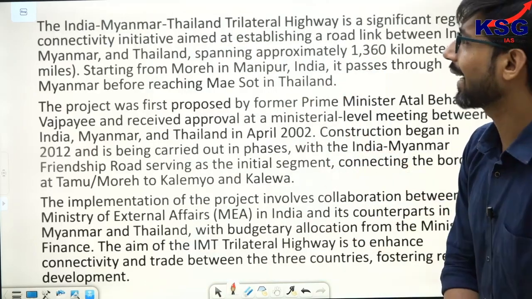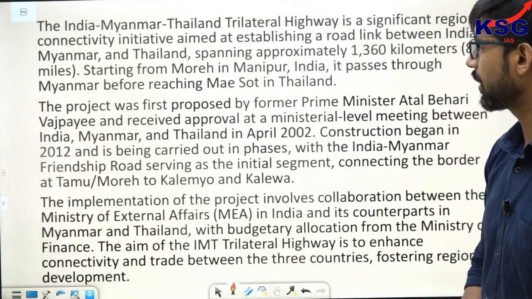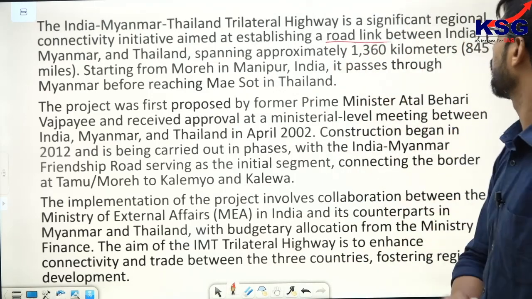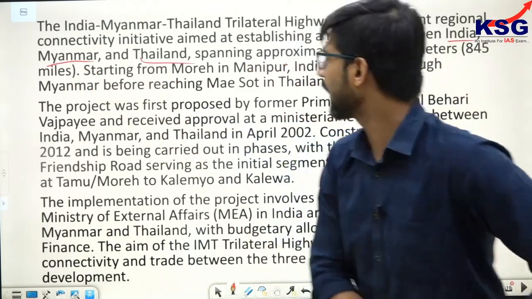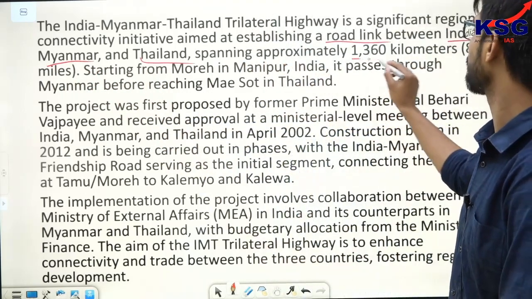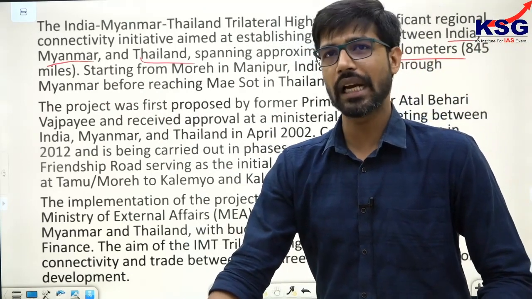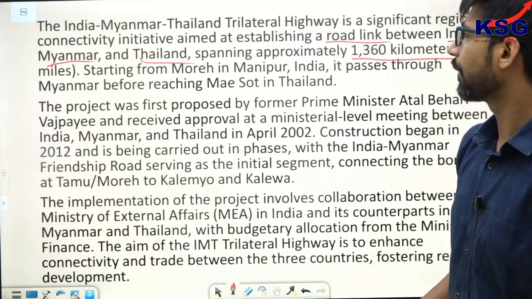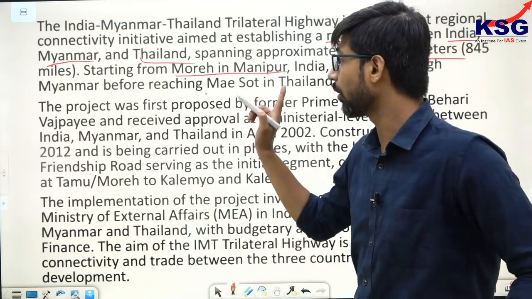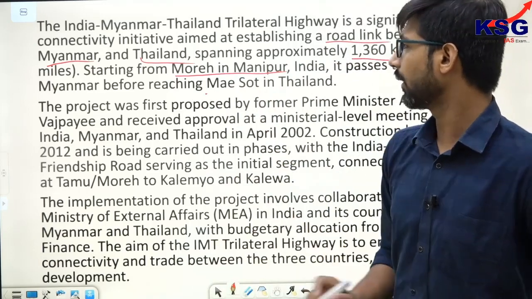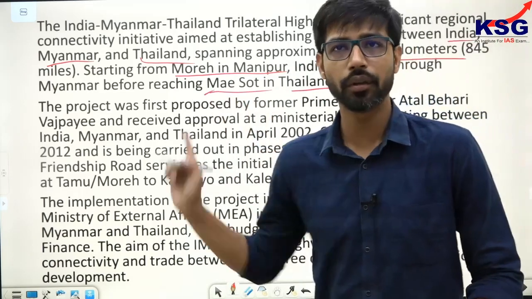Next, the second statement. The India-Myanmar-Thailand Trilateral Highway is a significant regional connectivity initiative aimed at establishing a road link between India, Myanmar as well as Thailand, IMT, and this spans approximately 1,300 kilometers, which is a very ambitious project which is going to connect 3 major countries, India, Myanmar as well as Thailand. And finally, it is going to start from Moreh in Manipur, which is there in the question, but it is not going to end in Chiang Mai. It is rather going to end in Mae Sot of Thailand. That is why that entire statement is going to go wrong.